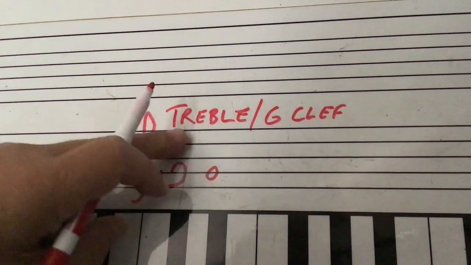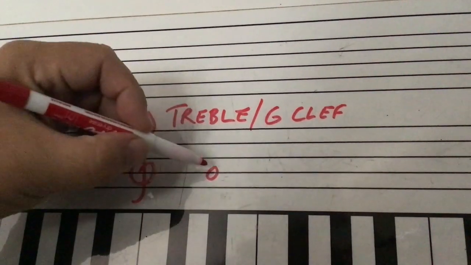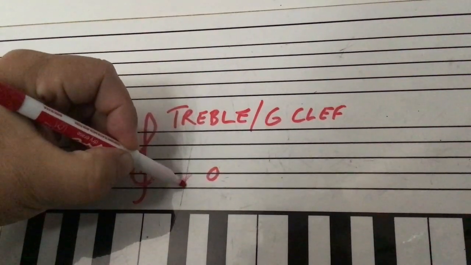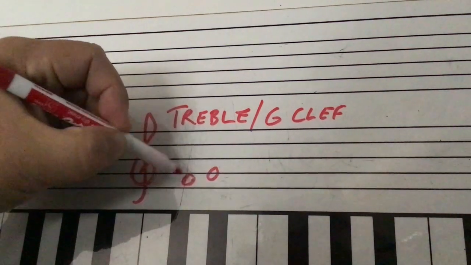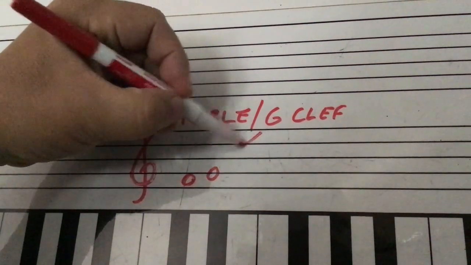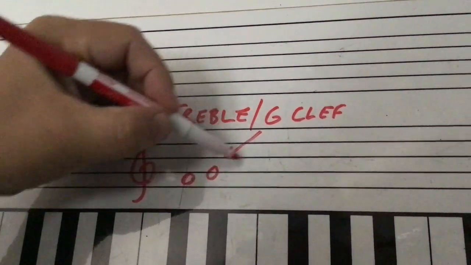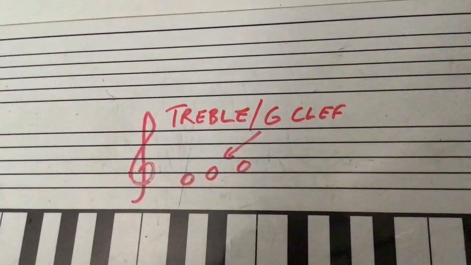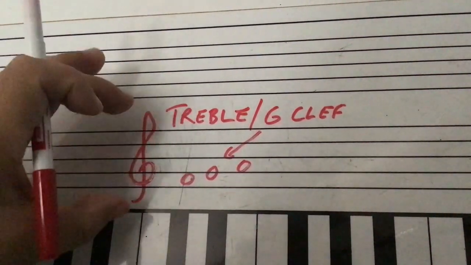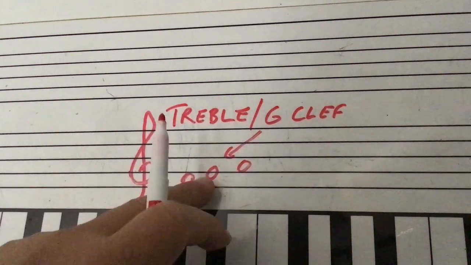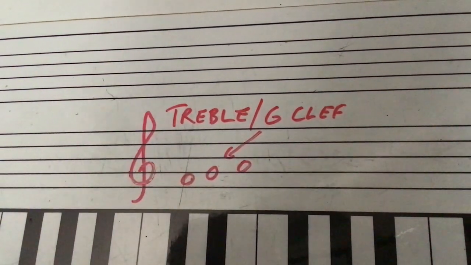And then if we know this, then the note below it will go backwards through the alphabet, to the space below it, is an F. So it's called a G clef. And if we go up, it's an A, and so on. Treble clef indicates that this is a G, that it sounds like this, and it's primarily for instruments and voices that sing in the upper range of pitches.